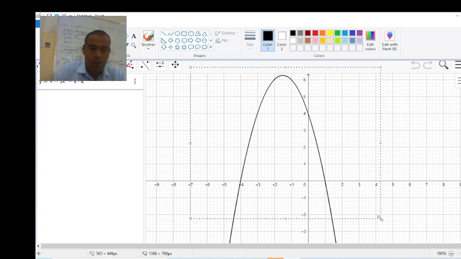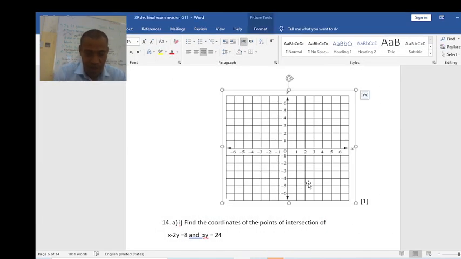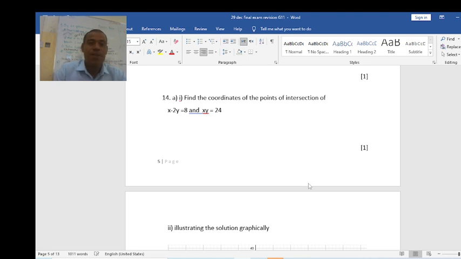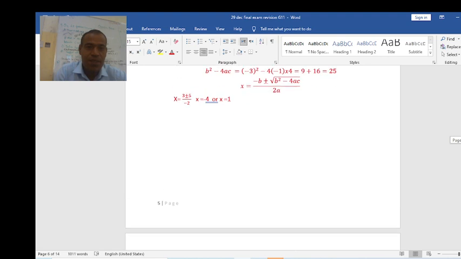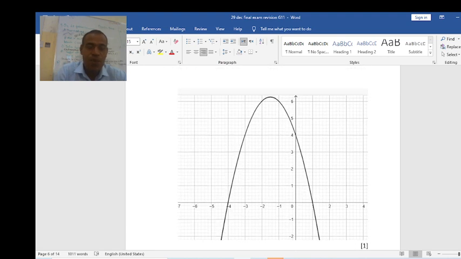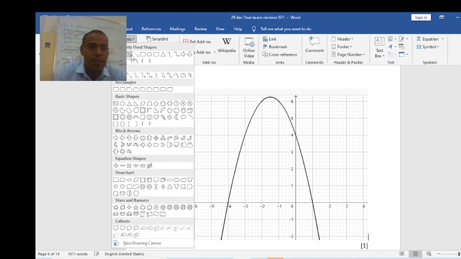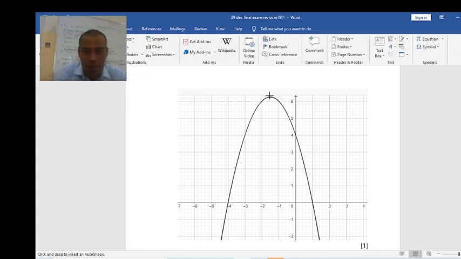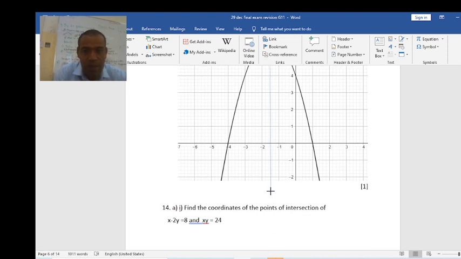Now I will go to the lecture. I will just erase this one, because I will use this one. So this, my learners, is the curve of my quadratic equation. So this one, -1/2, is the axis of symmetry. This is the axis of symmetry, -1/2.